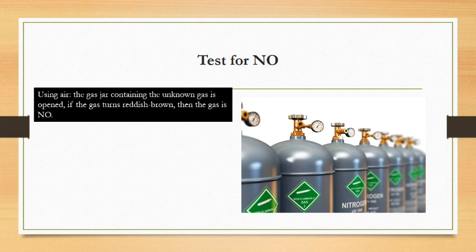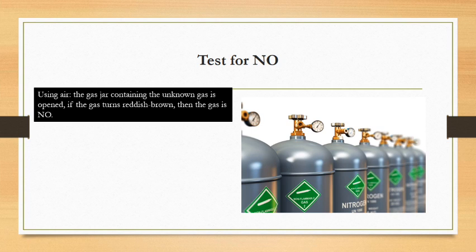Using air, the gas jar containing the unknown gas is opened. It simply means you can test using air. If the gas turns reddish brown, then the gas is NO.